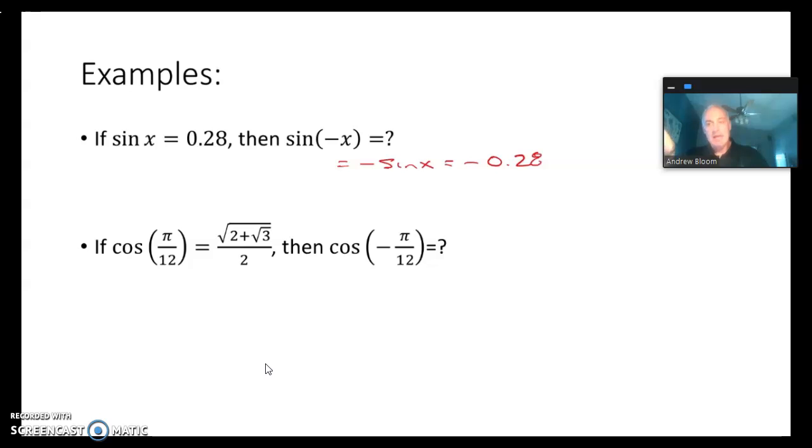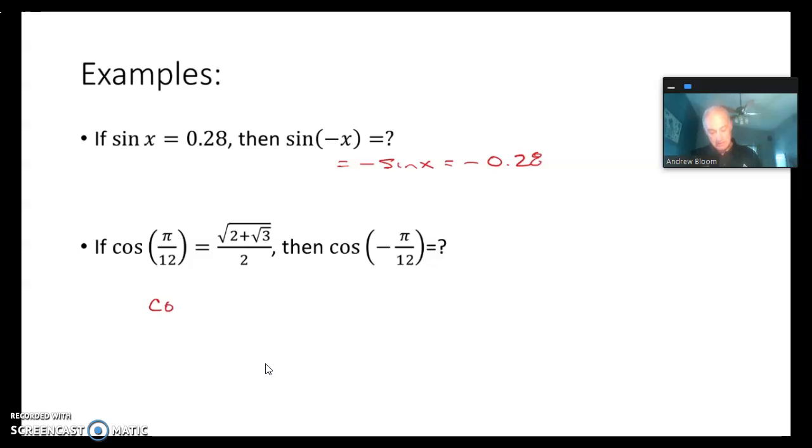Later, we'll look at how to find this value of the cosine of pi over 12. Okay, so pi over 12 is not one of the nice angles that you've seen on the unit circle, but it is an angle whose cosine or sine or tangent you could find using identities that we will introduce later. And so if we know that the cosine of pi over 12 is equal to the square root of 2 plus root 3 over 2, then what is the cosine of negative pi over 12 equal to?